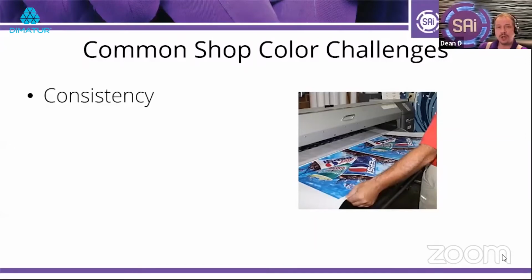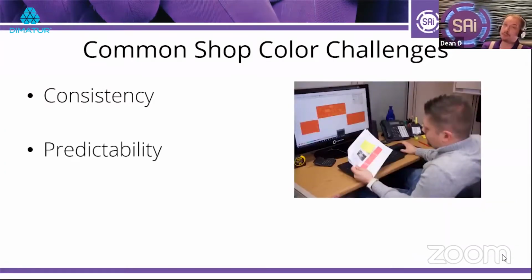As we go and talk to sign shops, there are three main things that sign shops complain about in terms of color challenges. The first one is color consistency. Sign shops really struggle getting consistency across devices over time. You print something out today, a customer comes in a couple of weeks later, a month later, and they want the same color. How do you get that color consistency over time and over devices, and even over media? And then predictability.